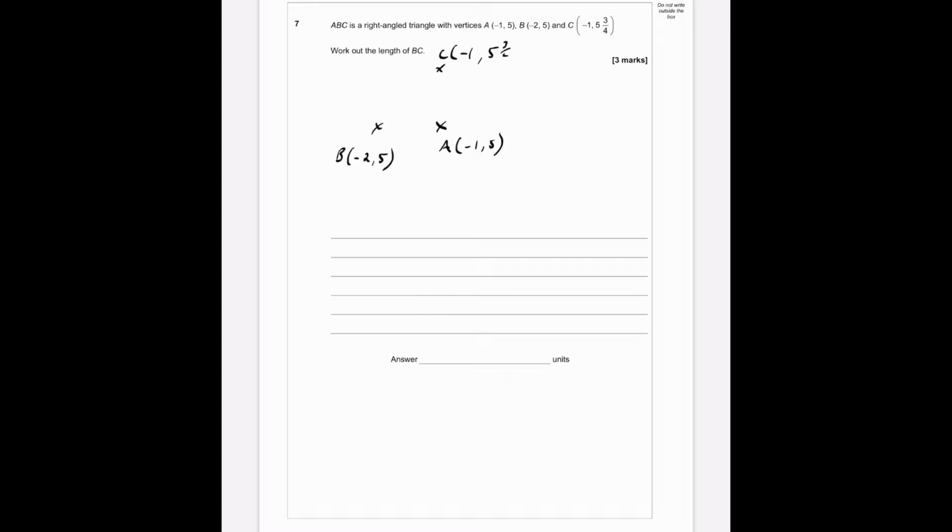And that gives us a shape. We can see quite clearly that the right angle is going to be at the point A, giving us a little right-angled triangle there.